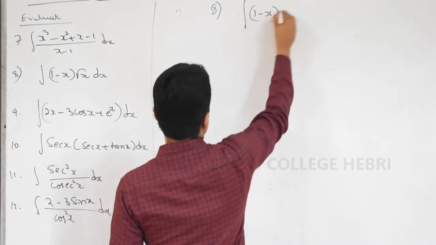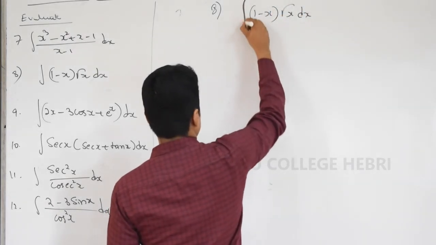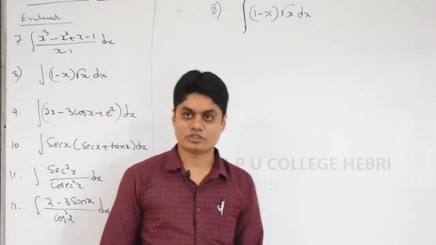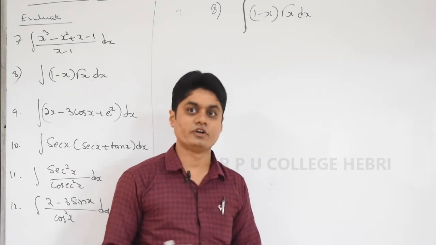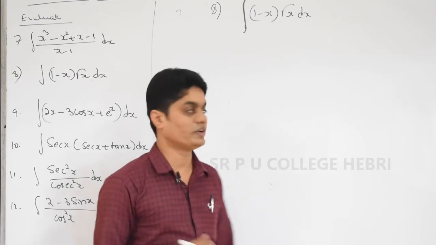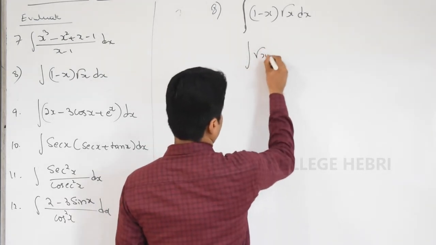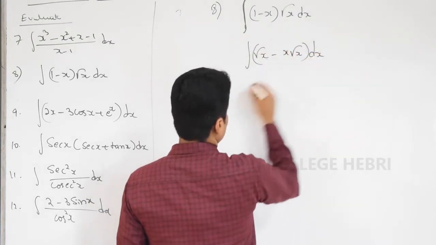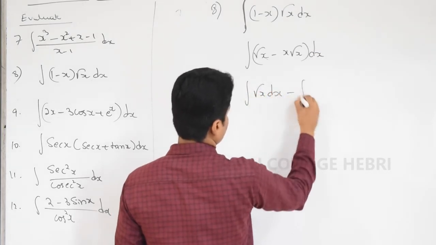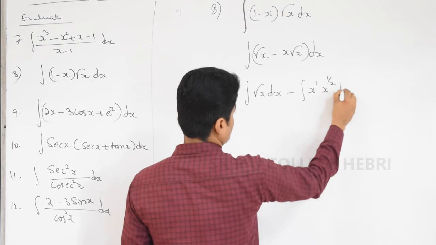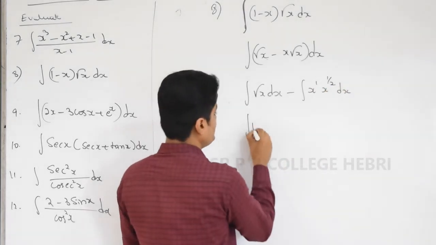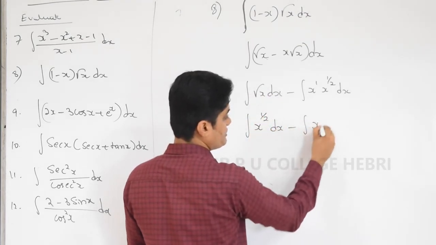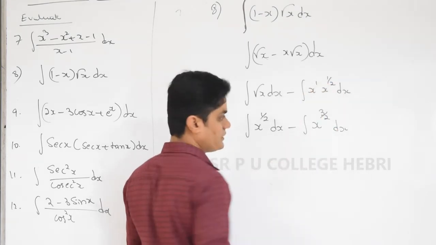Integration of 1 minus x into root x dx. See here, to integrate this we don't have the product rule. Product rule, the uv rule, is not there. So what should we do? Okay, here we should simplify and then integrate. So how to simplify? No other option, you should multiply root x to both. So this is nothing but root x dx minus x to the power 1 into x to the power half dx, correct? So that is root x, x to the power half dx, minus x to the power 3 by 2, why? 1 plus half, right? Yes.